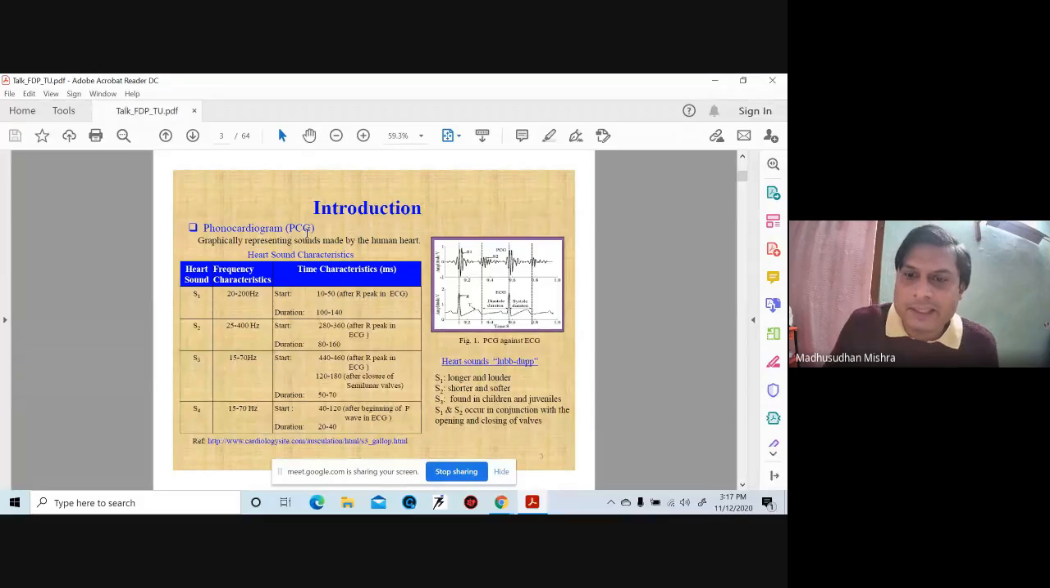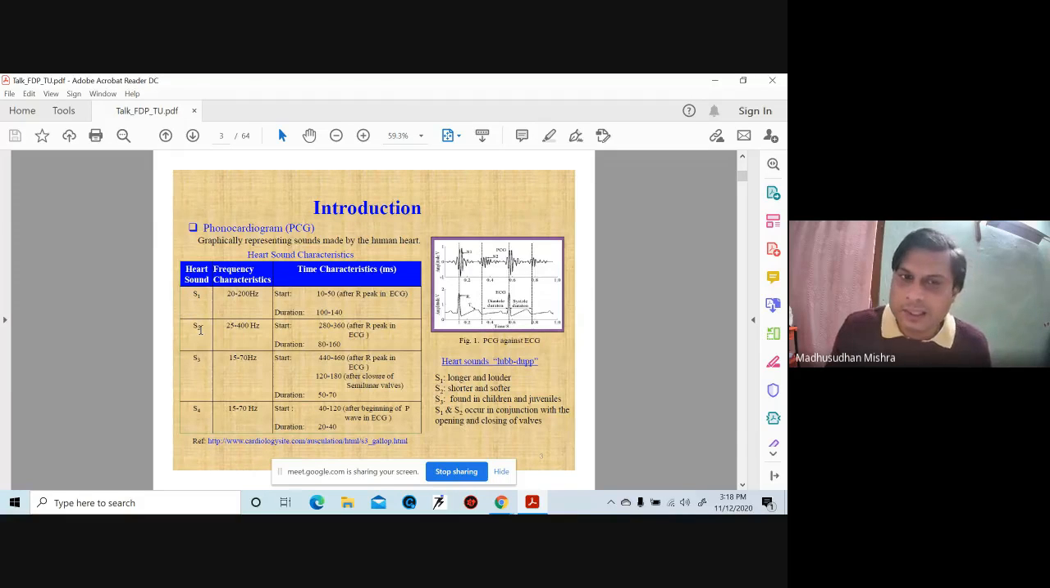In layman's language it's our heart sound signals, whereas the electrocardiogram signal refers to the recording of electrical activities of the heart. So these two signals are quite different, though both carry vital information regarding the health condition of the heart. The phonocardiogram signal mainly has some components in it.